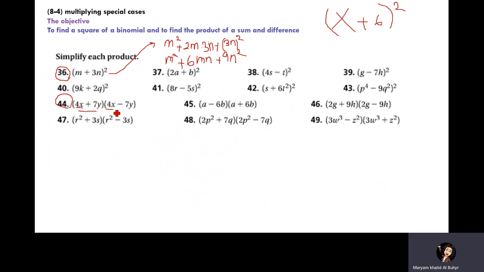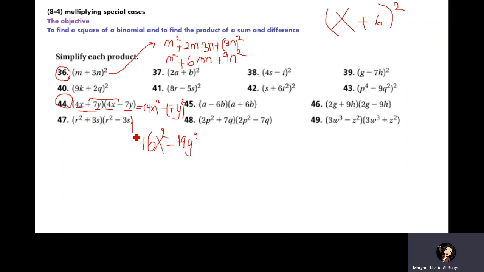The first term is exactly the same as the first term here. The second term is exactly the same as the second term here. The sign is different. Since the sign is different, I can apply my rule, which tells you first term squared minus the last term squared. So here, take this one, it will be 16x squared minus 49y squared.